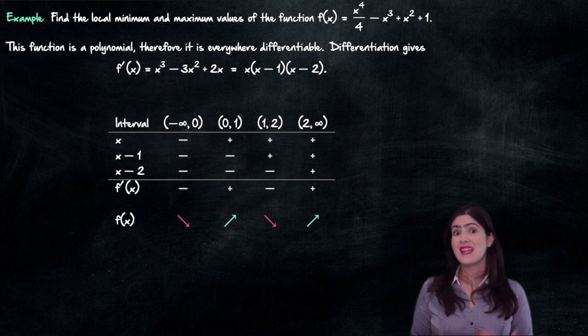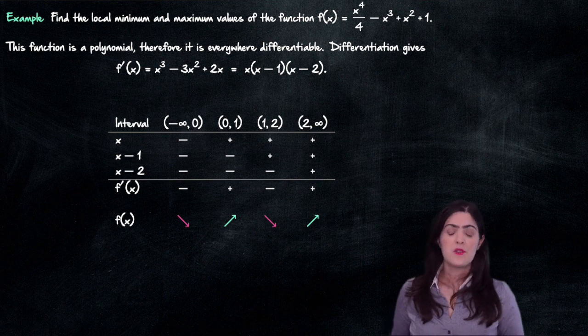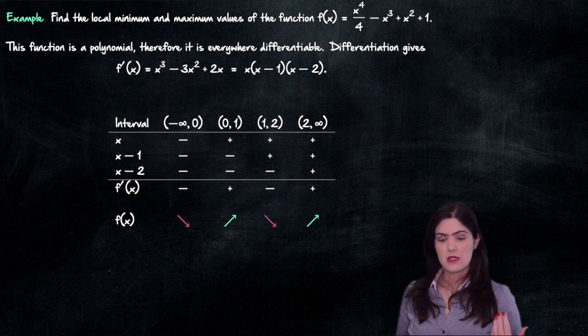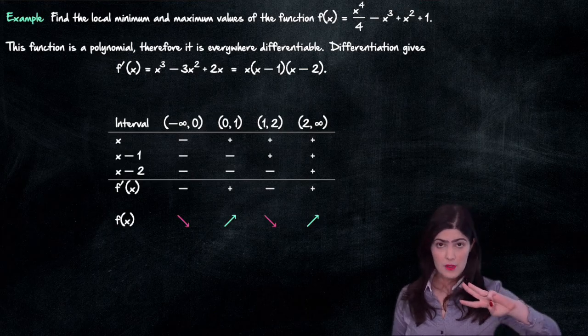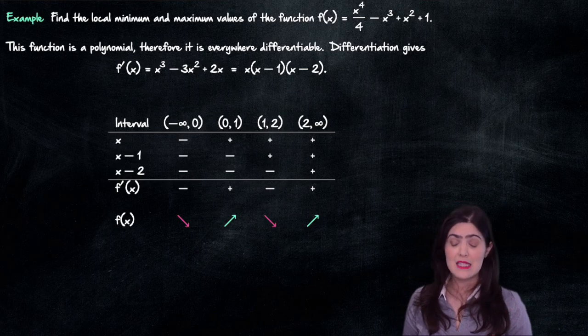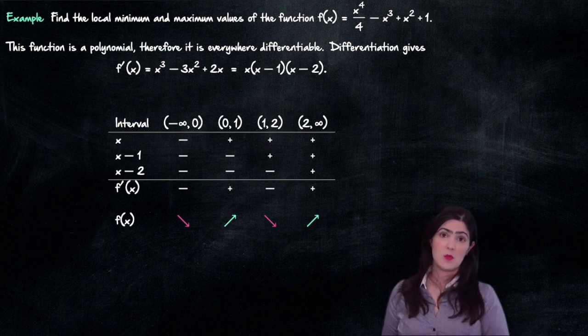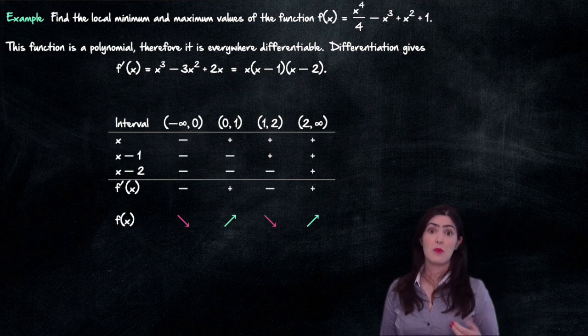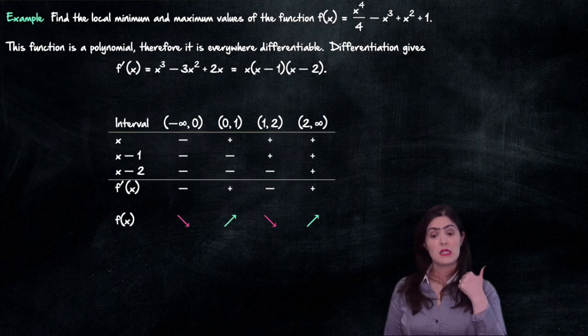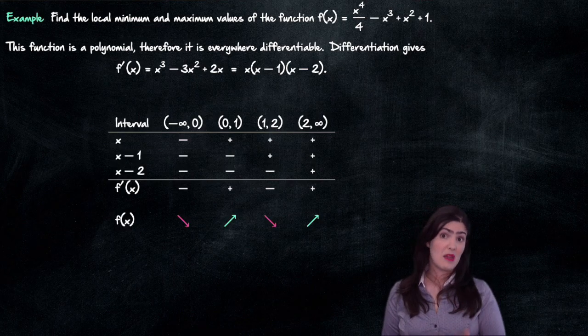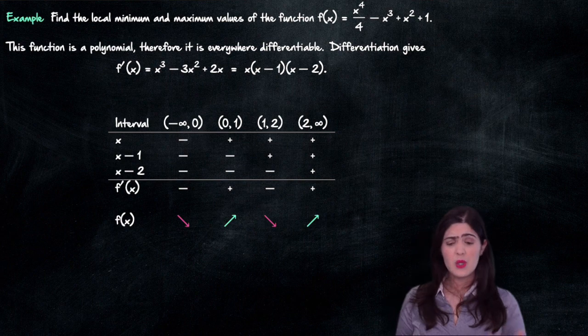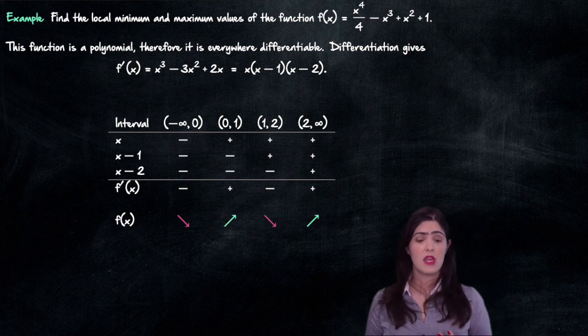And now we just need to study the product of these three things. So you see, if x is less than 0, all the three terms are negative, so the product is going to be negative. But between 0 and 1, x is positive, x minus 1 is negative, x minus 2 is negative. So it's plus times minus times minus, which gives you a plus. So here we have this table that summarizes everything.